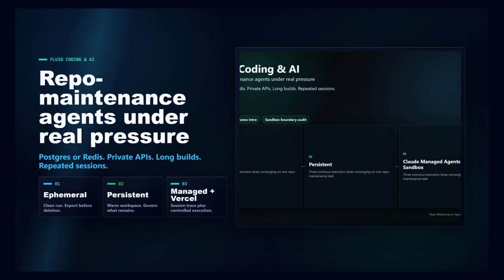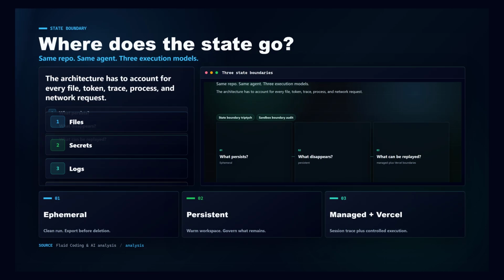Today we are stress testing repo-maintenance agents with the parts toy demos usually avoid: Postgres or Redis, a private API, a long build, and sessions that have to resume later. Same repo, same maintenance agent, 3 execution models. The important question is not, which sandbox is best? It is, where does the state go?